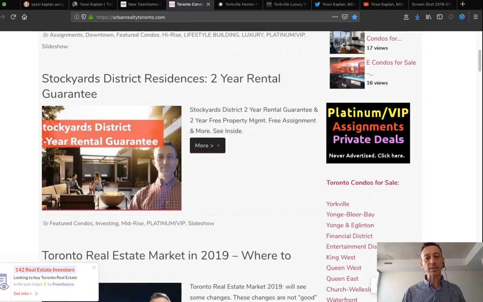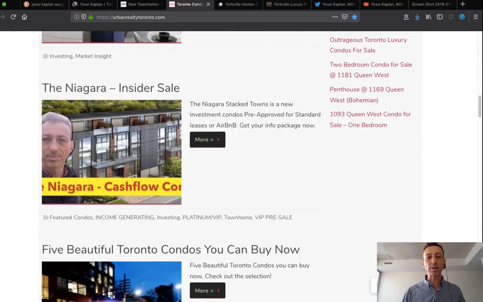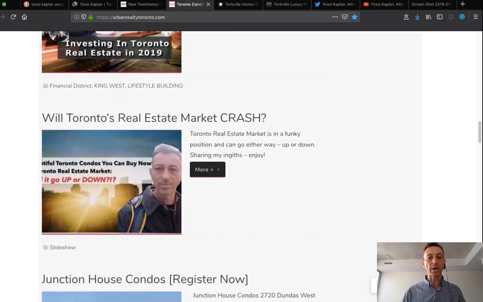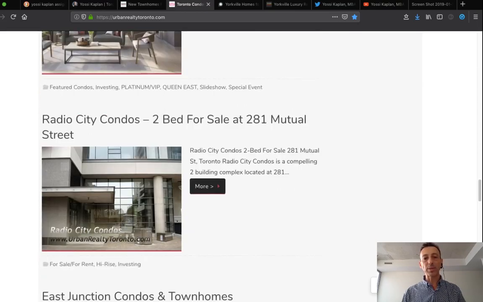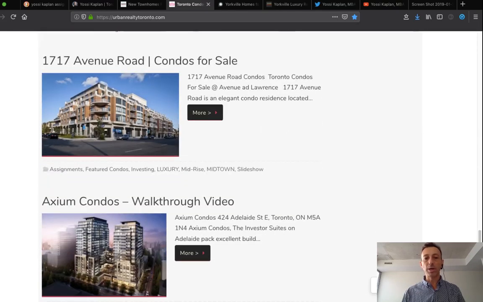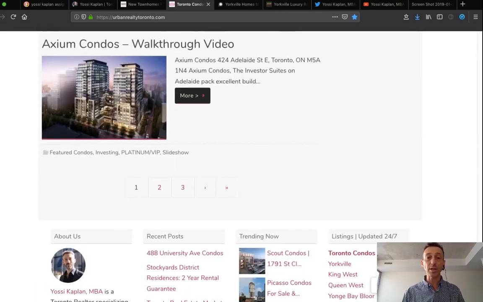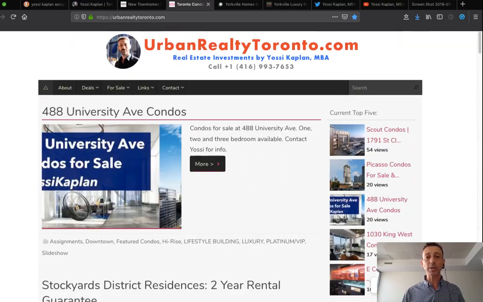Stockyards, if you buy, you get an assignment clause. Review of the real estate market. Niagara, you get an assignment clause. Junction House, you get an assignment clause. Assignment sales, and so on and so forth. Here we buy an assignment because it's already finished. There are many, many of these. So that's what assignment is.